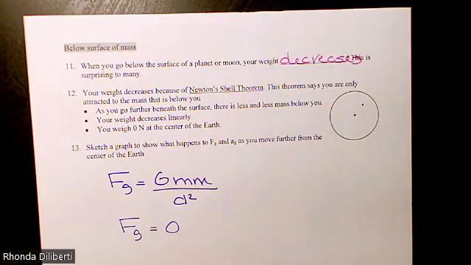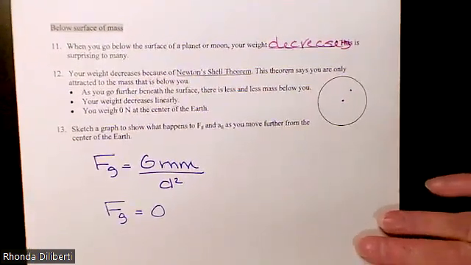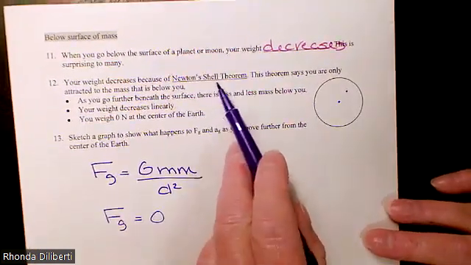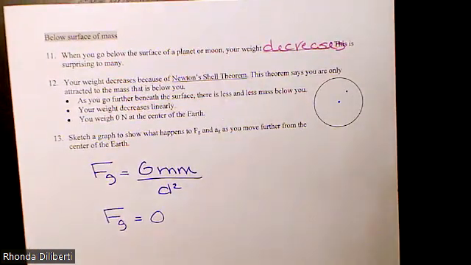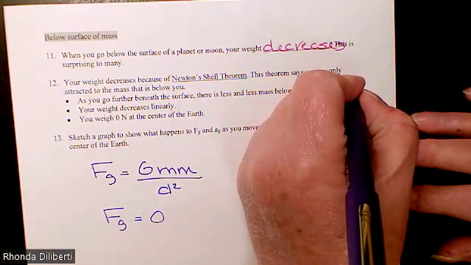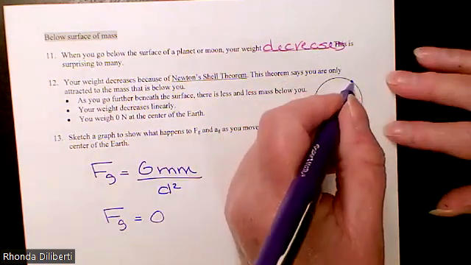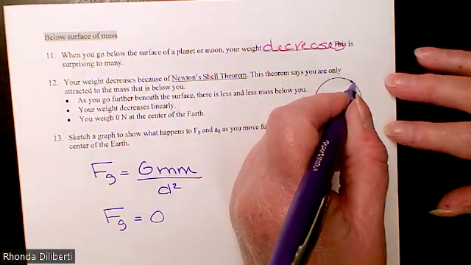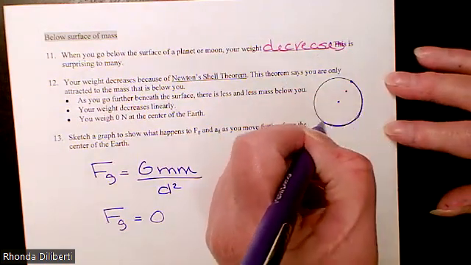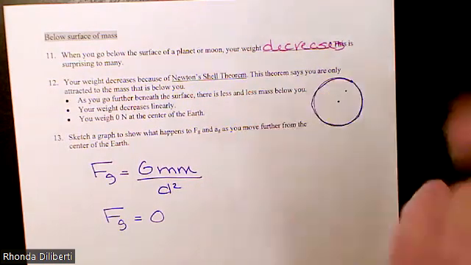This is because of something that Newton called the shell theorem. The shell theorem says that you are attracted to the mass of the Earth that is below you. So you're attracted to the mass of the Earth sphere that is below you. When I'm on the surface of the Earth, I am attracted to this entire mass of the Earth.